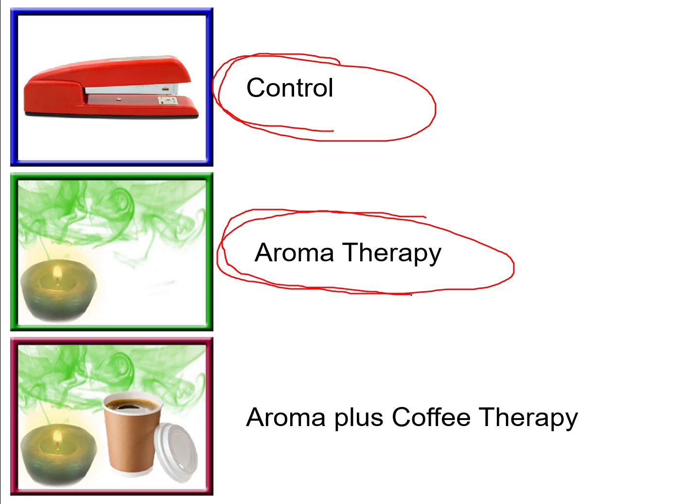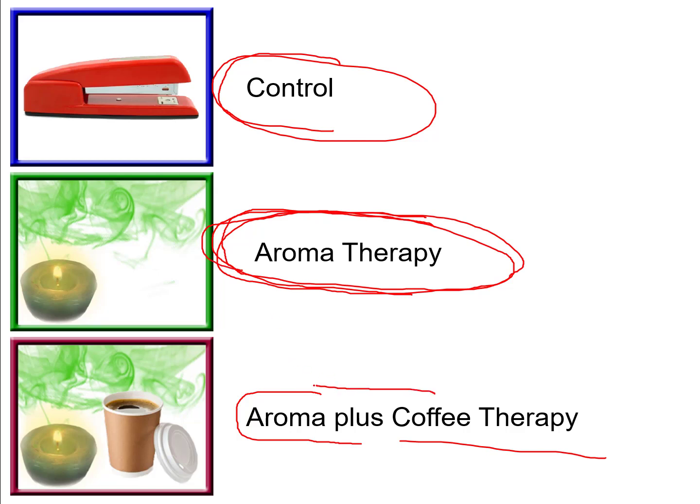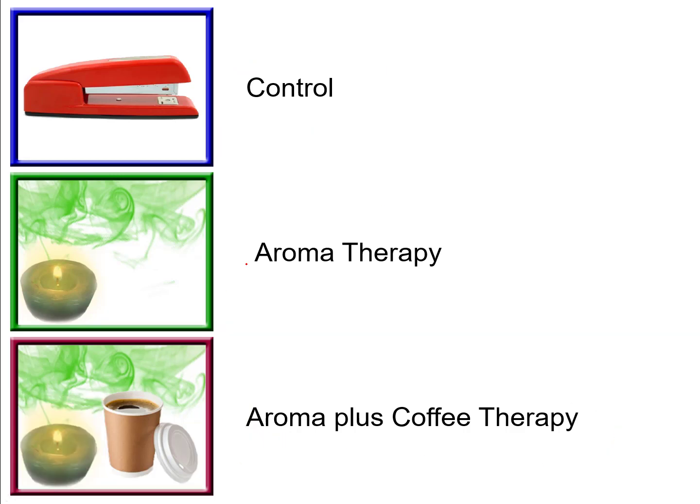But maybe I also have, maybe I'll call this an enhanced treatment. Some students get both the aromatherapy plus they get lots of coffee to drink. So one set of students get a treatment that's just called aromatherapy, the basic aromatherapy treatment. And another set of students get the enhanced treatment, the aroma plus coffee therapy. So now I've got three groups. I've got the control group, the aromatherapy group, and the aroma plus coffee group.